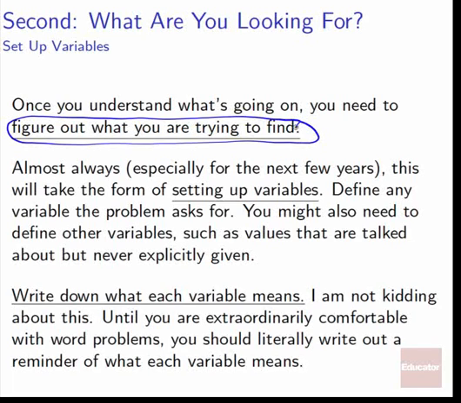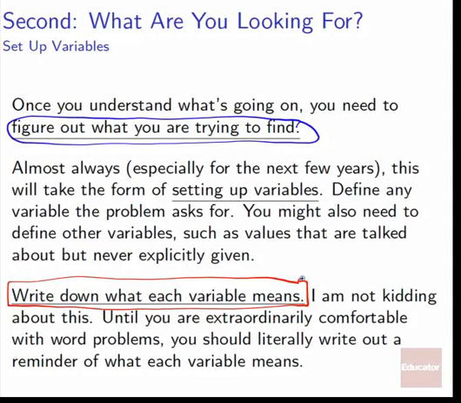You'll set up variables. Define any variable that the problem asks for. You might also need to define other variables, such as values that are talked about, but never explicitly given. Now, I want to make absolutely sure you write down what each variable means. I really want to make sure you do this. I'm not kidding. Until you are extraordinarily comfortable with word problems, you should be literally writing out a little reminder of what each variable means.